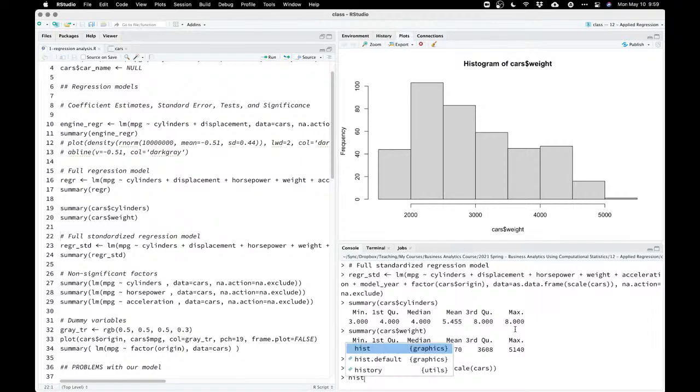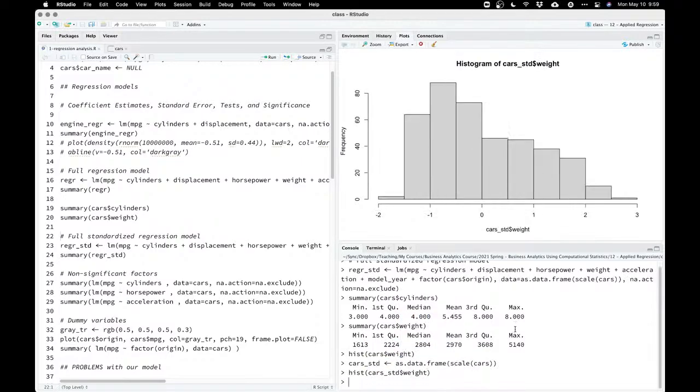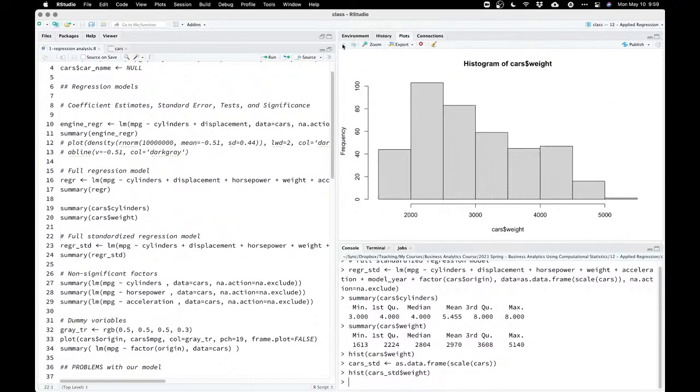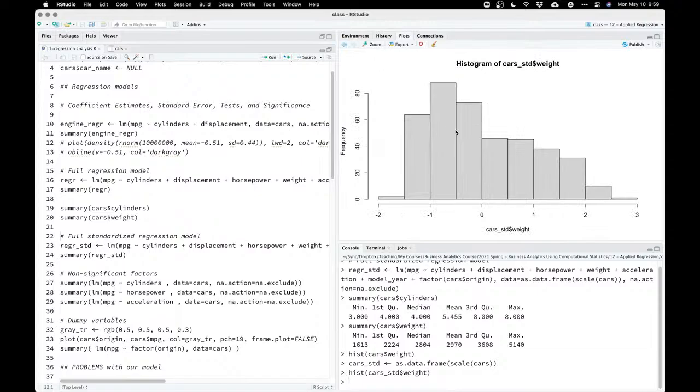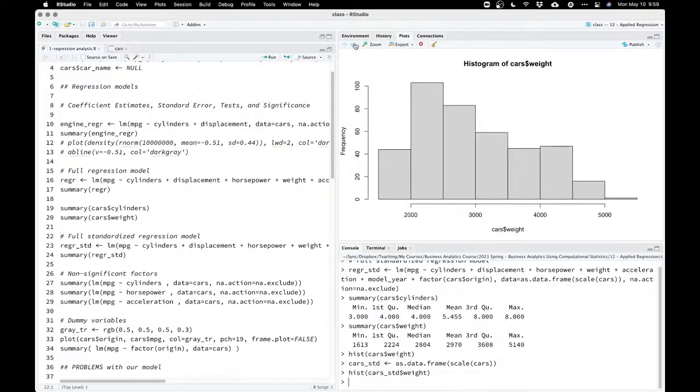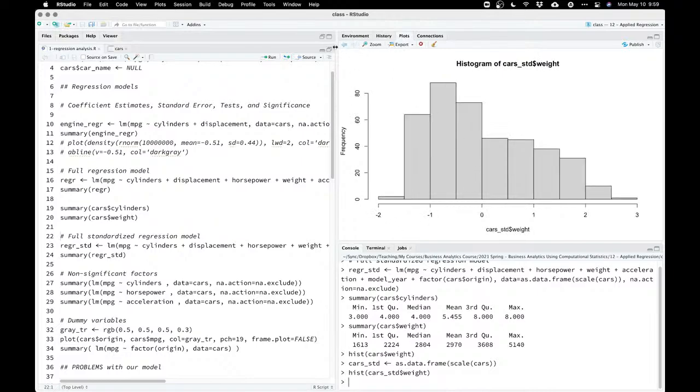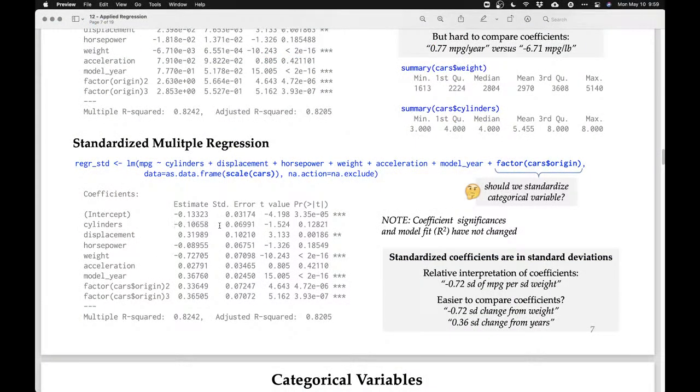So now let's look at a histogram of the standardized cars. Does that work? Let's see. Yeah. All right, so actually, the figure should be exactly the same. The bins are slightly different, but the distribution should be the same. It's just that the scale has changed now to roughly -3 to 3. So we're just rescaling all the variables to have the same dispersion.